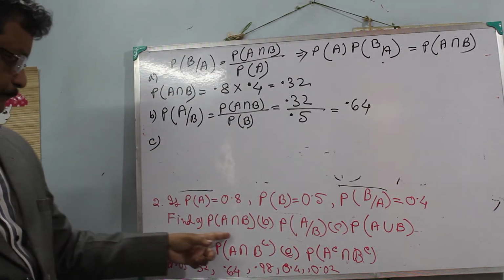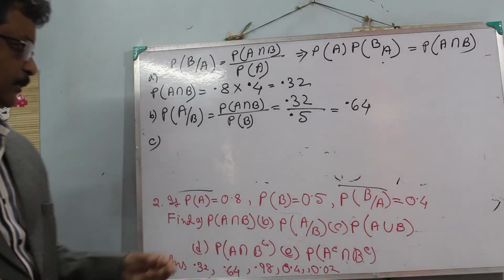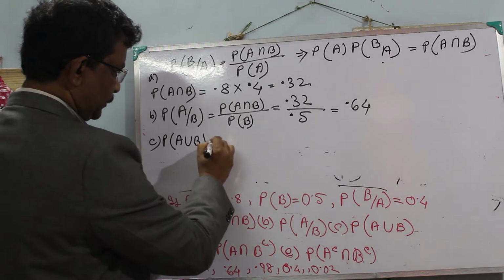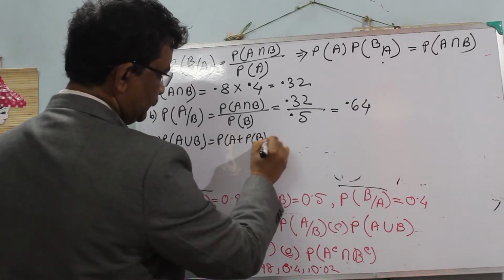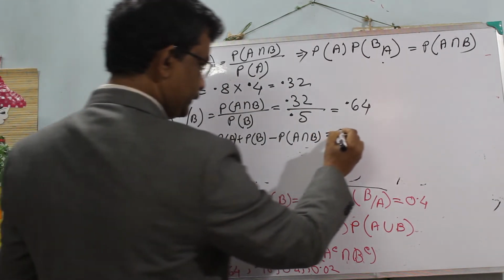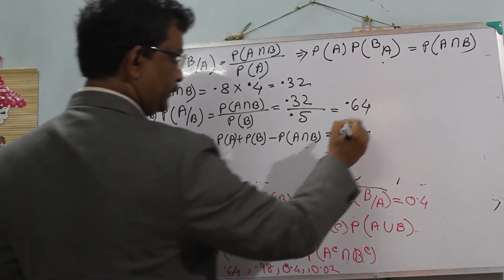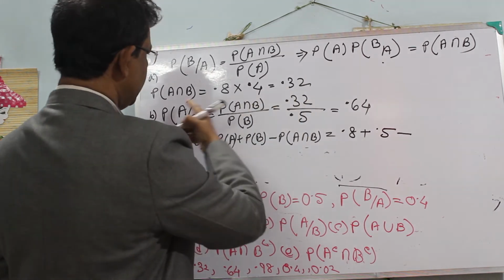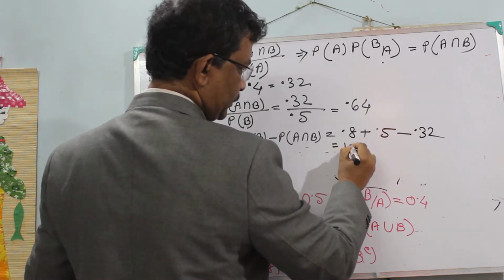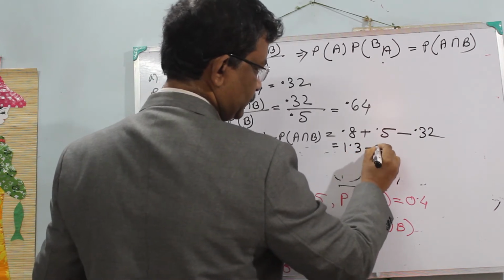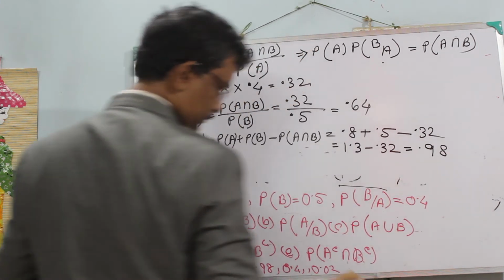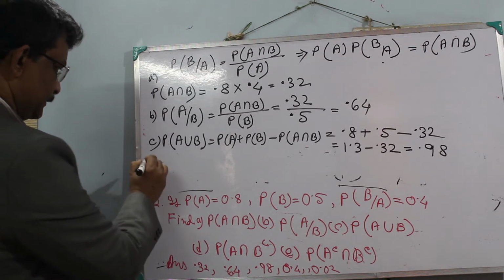C. Probability of A union B. Probability of A union B equal to probability of A plus probability of B minus probability of A intersection B. This is equal to probability of A 0.8 plus probability of B 0.5 minus A intersection B, minus 0.32. So this gives 1.3 minus 0.32 equal to 0.98. So 0.98 is the probability of A union B.